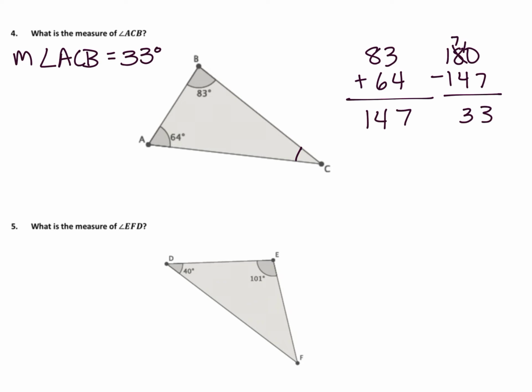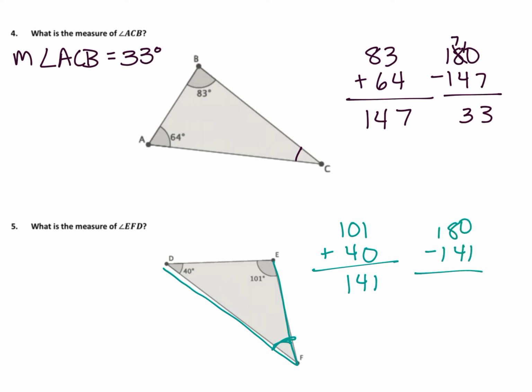The same thing for EFD, the same process. So we have two angles already, which have a total of 141 degrees. So the missing piece will be the difference between 141 and 180. 10 minus 1 is 9, 7 minus 4 is 3, and 1 minus 1 is 0. So the measure of angle EFD is 39 degrees.